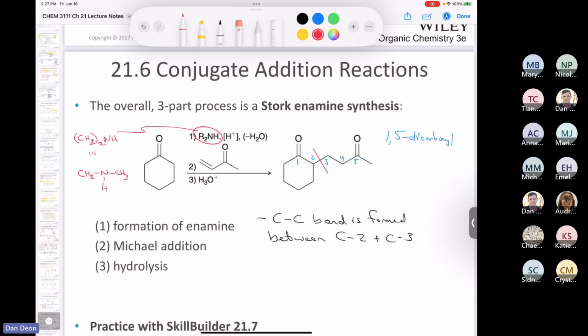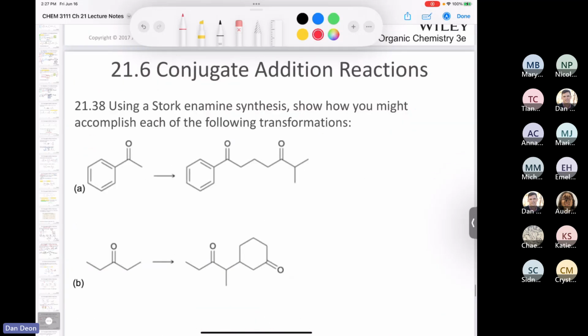It's just something I've learned to mention to my students over the past couple of years. It makes things a little bit easier when you're trying to solve problems where we look at conjugate addition and doing the Stork enamine synthesis. So that brings us to this problem, okay?